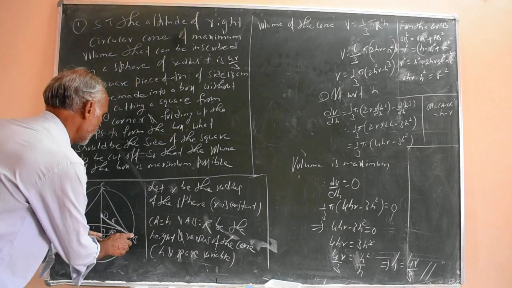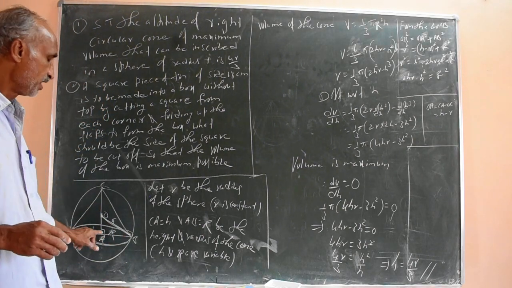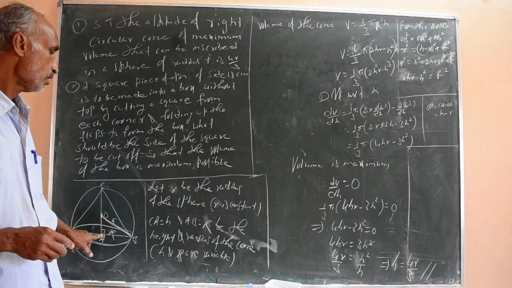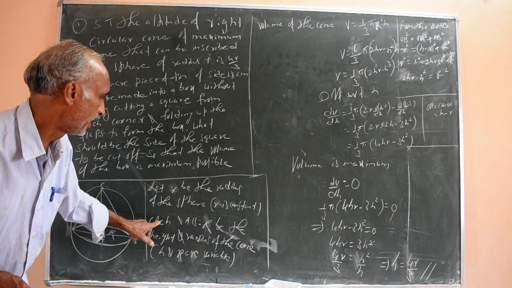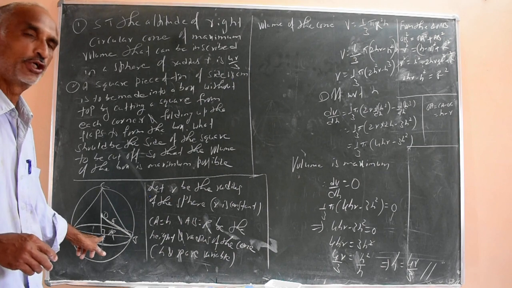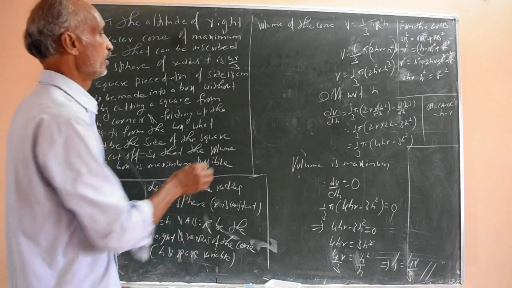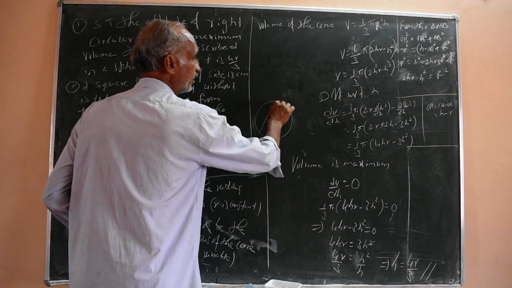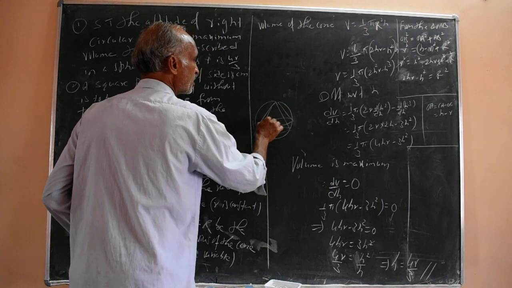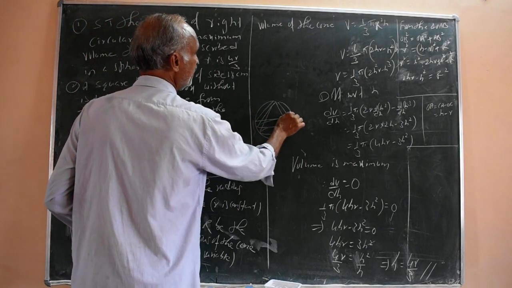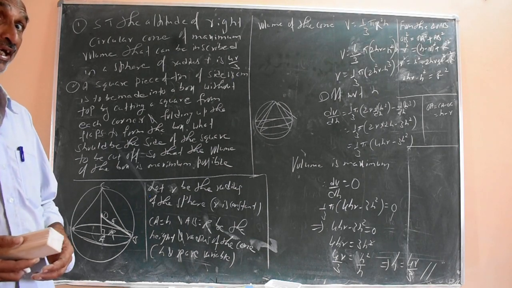AB is equal to the radius. The base is in the shape of a circle, its radius is R, and CA is equal to h; height means altitude. H and R are variable here. So the inside figure has variable dimensions, because cones of various sizes can be inscribed. Among all the cones, one cone will have the maximum volume.